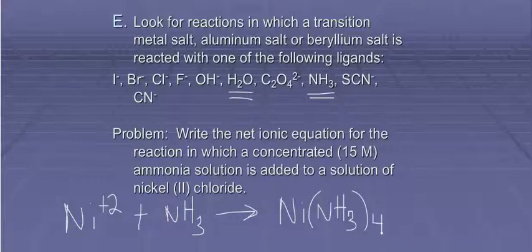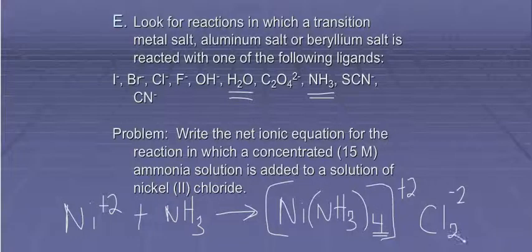So the coordination number is 4. Nickel still has a +2 charge, ammonia is neutral. So that's what the complex ion looks like. The coordination number is 4. Where did the chloride go? Chloride is still there, but it's not part of the actual reaction. So I kind of leave the chloride out because it's not part of the complex ion.